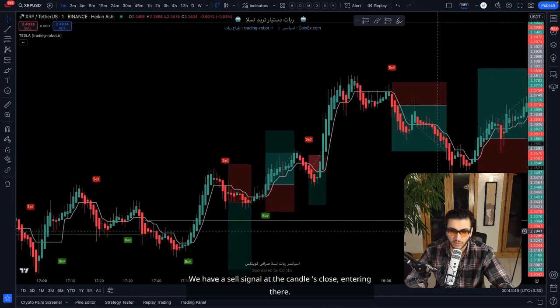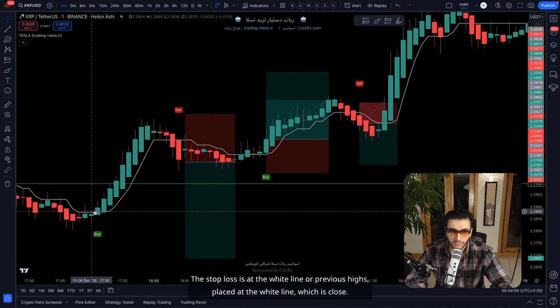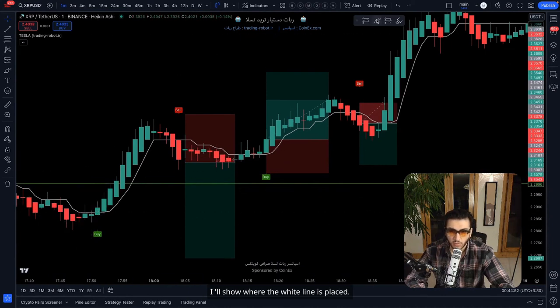Correct? 16%. We have a sell signal at the candle's close, entering there. The stop loss is at the white line or previous highs, placed at the white line, which is close. I'll show where the white line is placed.